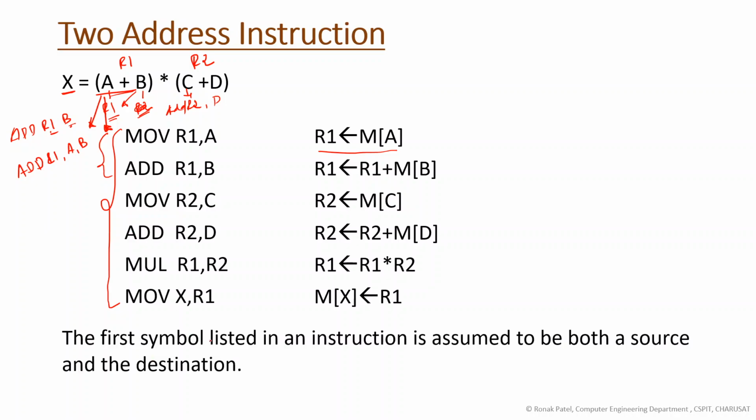Okay, so the first symbol listed in an instruction is assumed to be both the source and the destination if you perform the operation. So this is source and destination also. And in the previous case, the first is the destination, and these are the sources. This is a two address instruction.